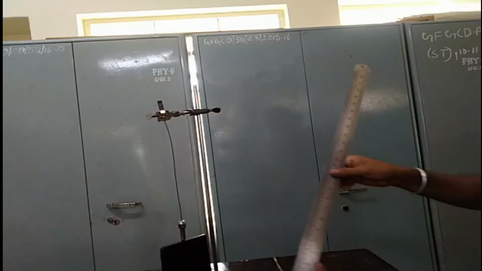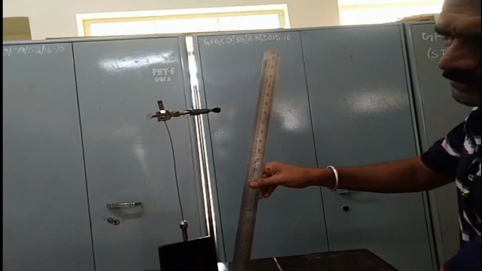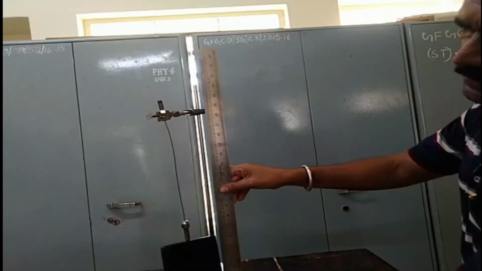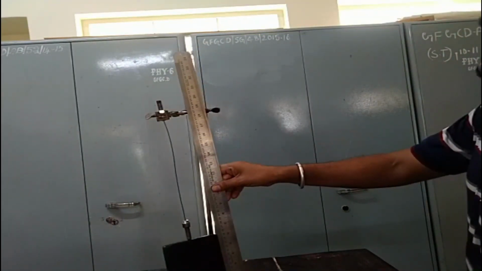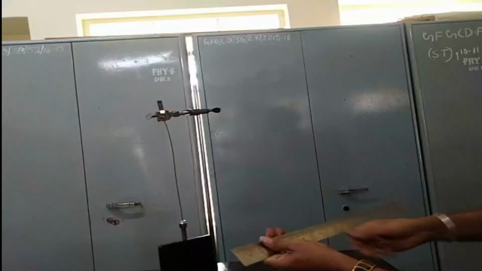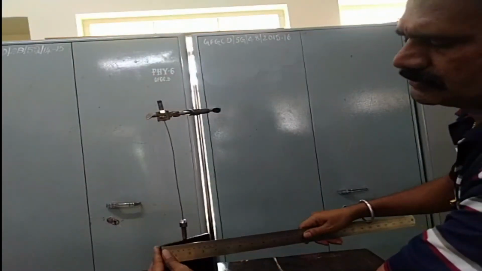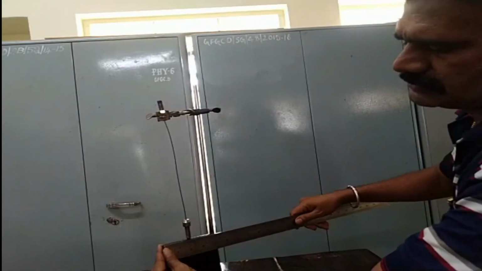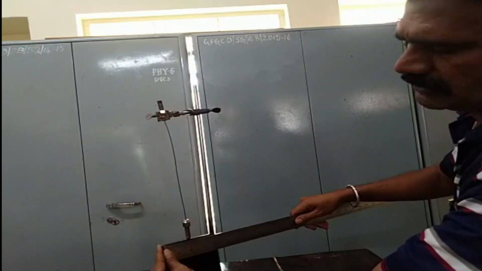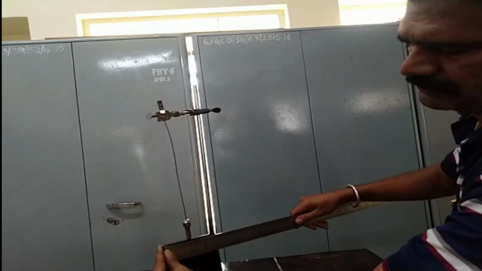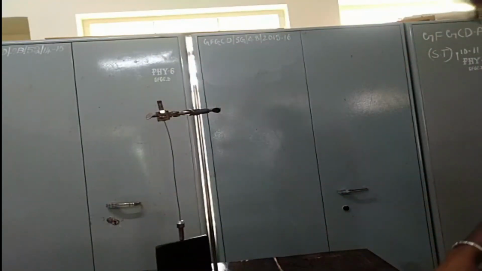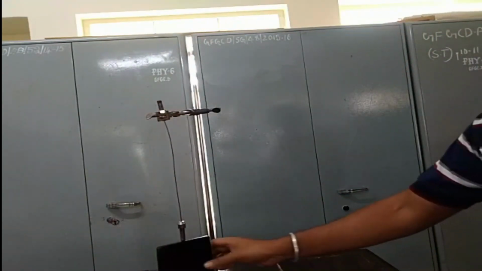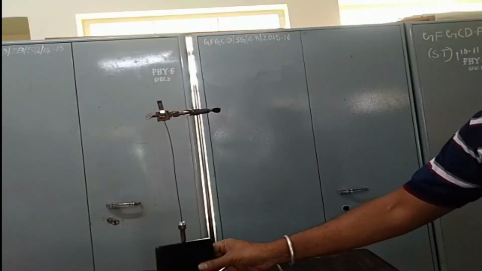We also need to measure the length of the rectangular plate. Just hold the scale, and like this you can measure the length. In centimeters it is 15 centimeters, and the breadth you can measure like this. This is the breadth of the rectangular plate, around 10 centimeters. Length and breadth are required, and the mass of this body should be measured using the physical balance.